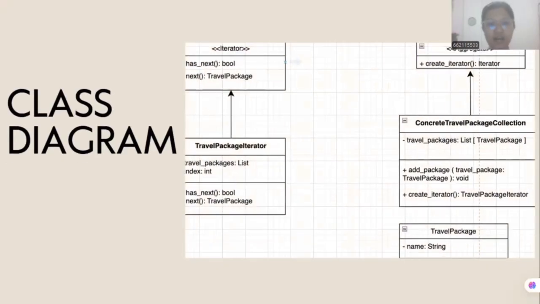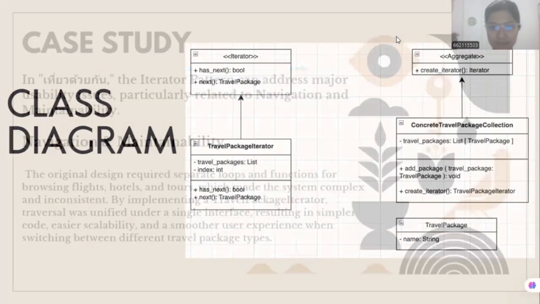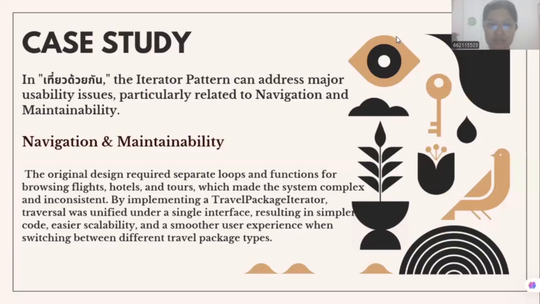So here is our class diagram, and we have five classes. The package iterator is connected with the iterator class and the concrete travel package collection is connected to the aggregate interface, and the last one is the travel package class.